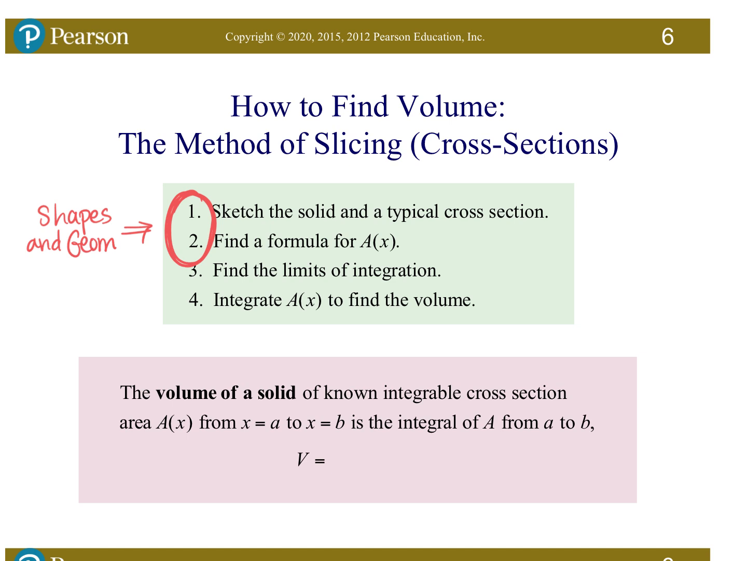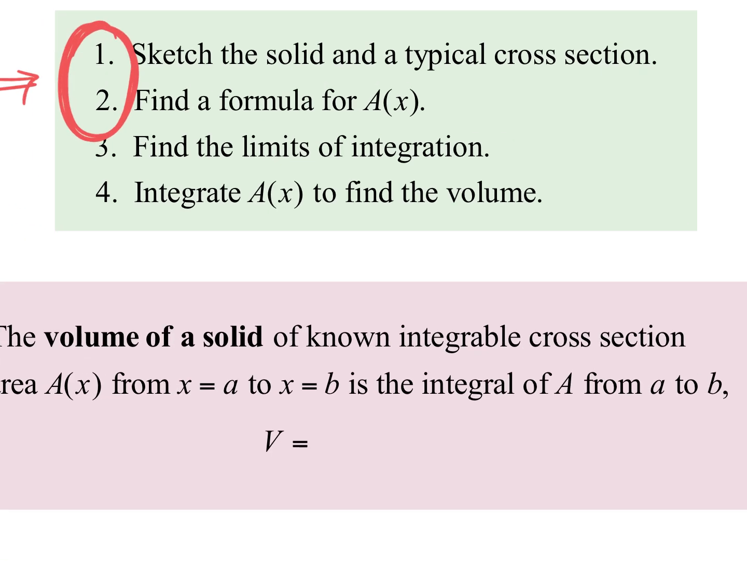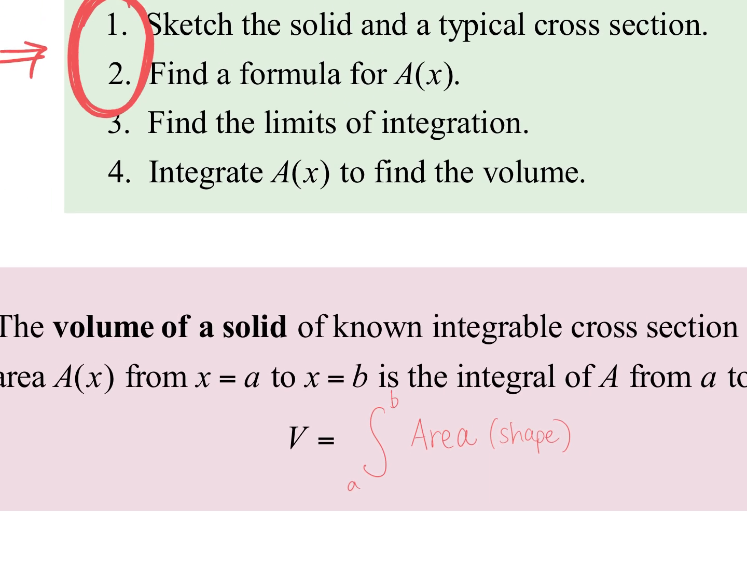So here we have in the pink bar the volume of a solid of an integrable cross section. That just means it's continuous. There's no gaps in it. That's what integral means. Okay, from A to B. To do volume, you integrate the area from A to B. It's that simple. It's the area part that's the hard part. Okay, you find your bounds, but it's your area shape that's going to be the toughest, and that's why we're going to practice that.